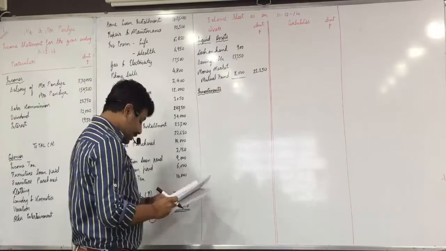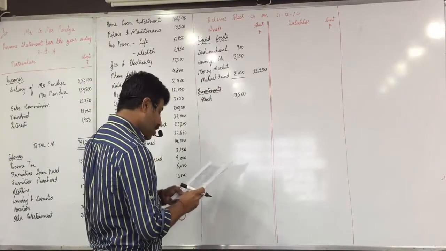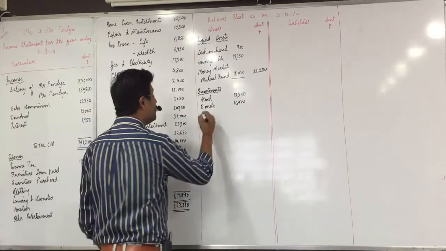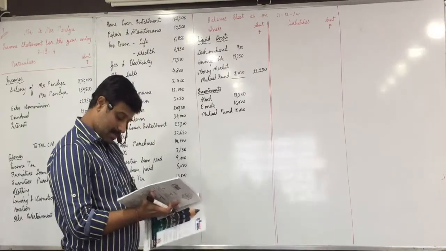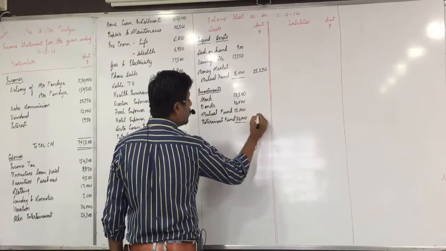Then investments. In that, stock 12,500. Then after stock, bonds 10,000. Then mutual fund 15,000. That's it. No other investments. Retirement fund 20,000. So 20, 35, 45, 57,500.